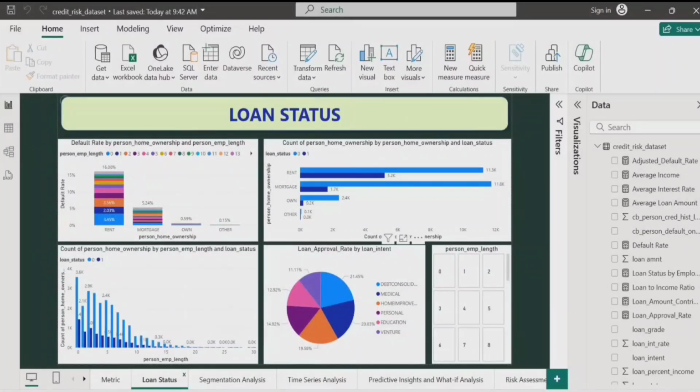And this is the loan approval rate by loan intent. Here we can clearly see that the loan approval rate of debt consolidation is the higher. That means the person who is taking loan on debt consolidation gets the higher chances of loan approval. So this is the visualization of loan status.